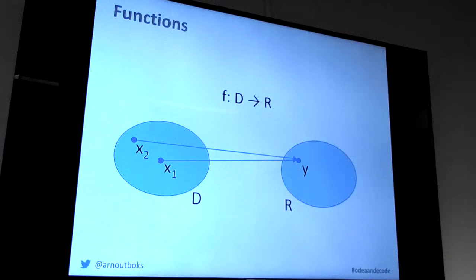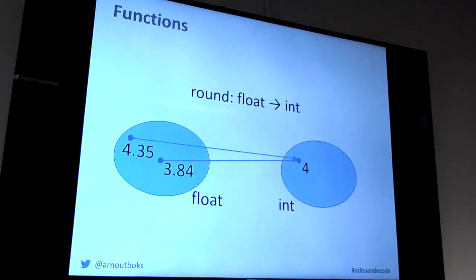Let's look at an example again. We had a function that rounds numbers, and it maps both the value 4.35 and the value 3.84 to the same integer, namely 4. So this function is not injective.